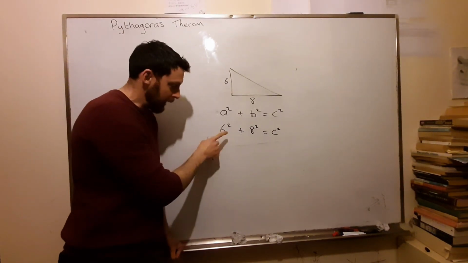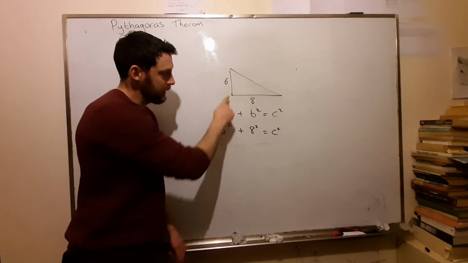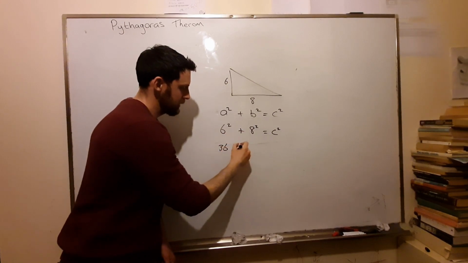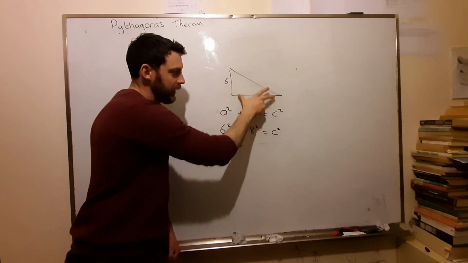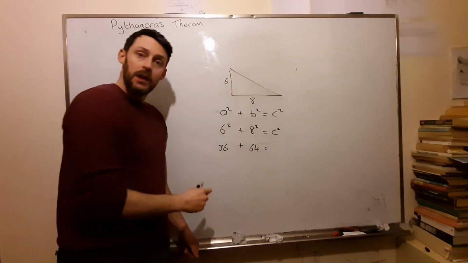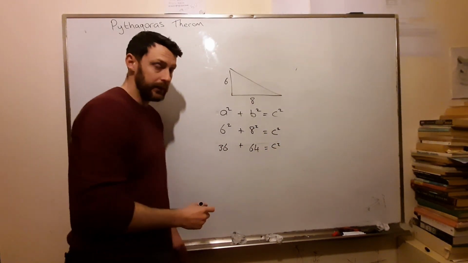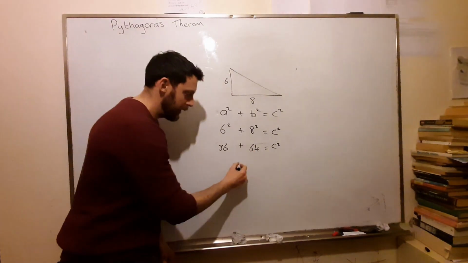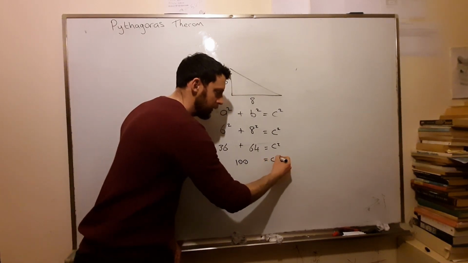Now I'm going to answer this. 6 squared, well, that means 6 multiplied by 6. In other words, there are 36 boxes here. 36 plus 8 squared. Well, that would be 8 times 8. How many boxes in that space? 64. And that all equals c squared. Still don't know the answer, but I'll get in there. 36 plus 64, add the two numbers together, and you get 100. So 100 equals c squared.